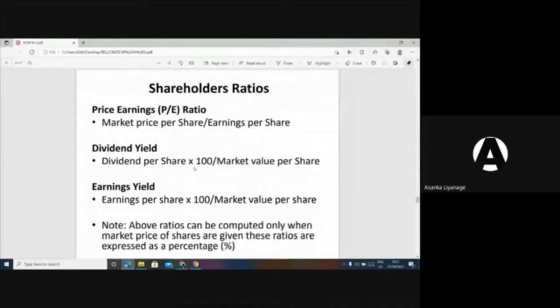Then again, this is related to the market price of a share. This can only be computed if you have a market price, or you have listed your company in a stock exchange. If you don't have a market price, this is very difficult to compare. Then how do you calculate it? Market price divided by earning per share. This is again in terms of number of times. If the number is very low, you can purchase those shares.